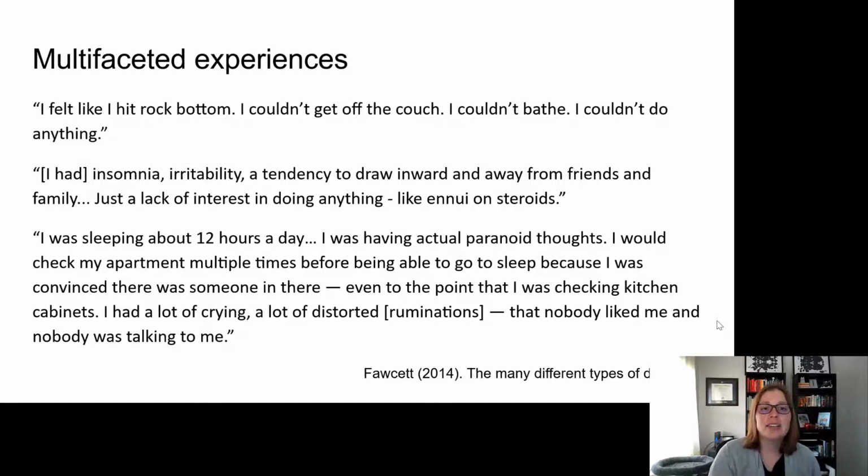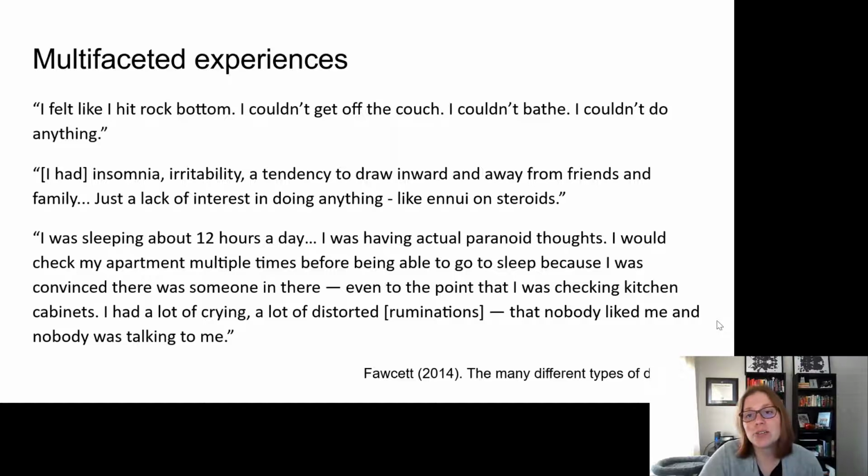The other one: "I had insomnia, irritability, a tendency to draw inward and away from friends and family. Just a lack of interest in doing anything, like ennui on steroids." So again, having a hard time sleeping, lots of irritability that you can see sometimes. And the last one: "I was sleeping about 12 hours a day." So you can see somebody has insomnia and this other person is sleeping 12 hours a day.